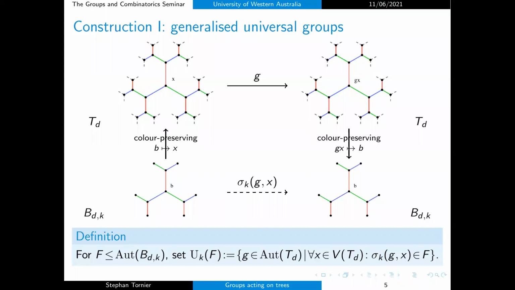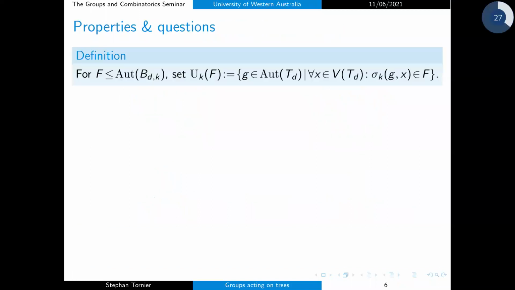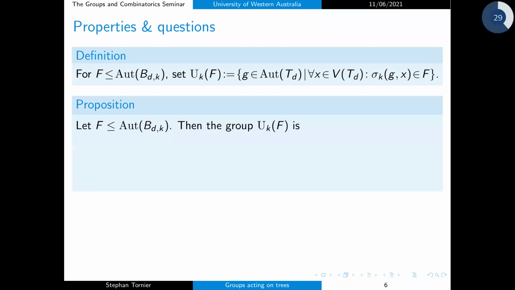Okay, that's the definition. Here are some properties and questions about it. So the definition again, something that's easy to see, for example, is that whatever F I choose, the group is going to be a closed subgroup in the topology I described earlier. It's also going to be vertex-transitive, right?